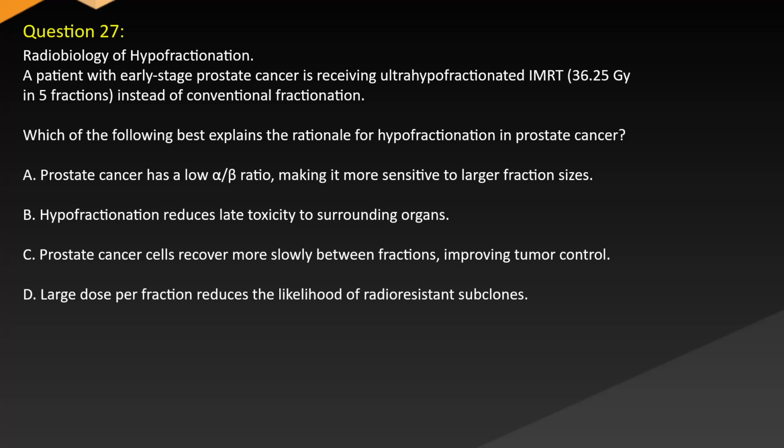Question 27. Radiobiology of hypofractionation. A patient with early-stage prostate cancer is receiving ultrahypofractionated IMRT, 36.25 Gy in 5 fractions, instead of conventional fractionation. Which of the following best explains the rationale for hypofractionation in prostate cancer? A. Prostate cancer has a low alpha/beta ratio, making it more sensitive to larger fraction sizes. B. Hypofractionation reduces late toxicity to surrounding organs. C. Prostate cancer cells recover more slowly between fractions, improving tumor control. D. Large dose per fraction reduces the likelihood of radioresistant subclones.